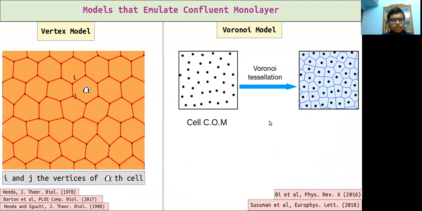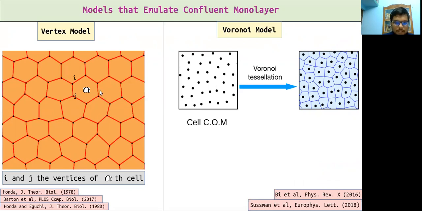Now, a more simplified version of this type of confluent system can be modeled via the vertex model and the Voronoi model, which are basically continuum models. And the discrete version of that is the cellular Potts model. So there are many studies on the vertex and Voronoi models, but only a few studies have been done on the cellular Potts model.